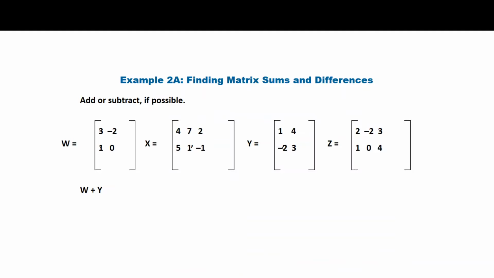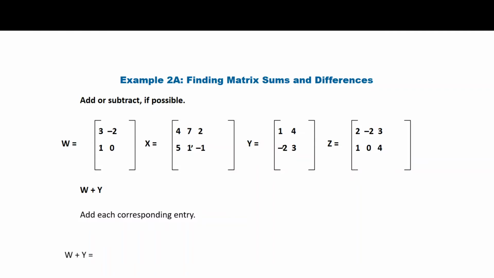All right, so let's practice doing some adding. It says find the matrix sums and differences. So it says add and subtract, and be sure that you read it. It says if possible. So let's look at our W and our Y. So we're going to take the W and the Y, and we're going to just add each corresponding entry.